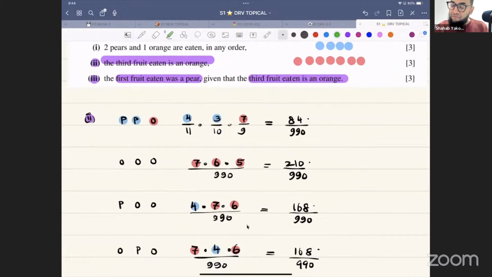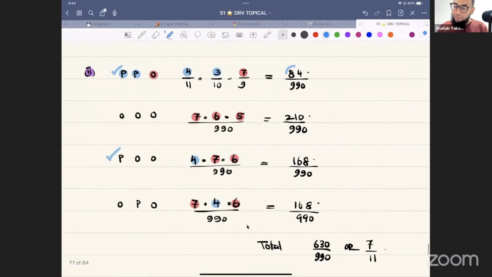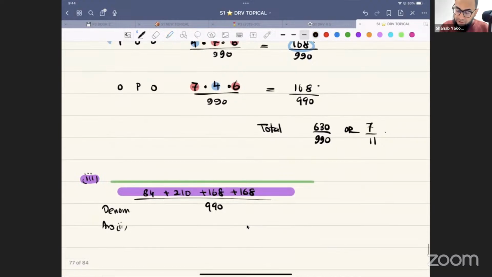So now I am focusing on this thing. The first fruit eaten was a pear. So these two will go up, 84 and 168. So this is 84 over 990 plus 168 over 990.